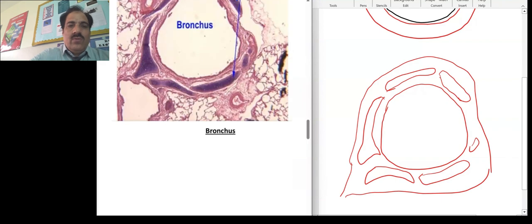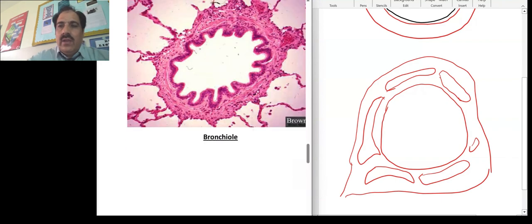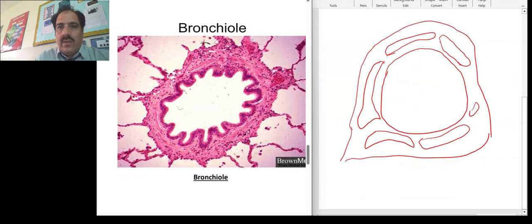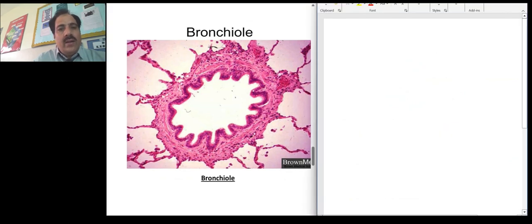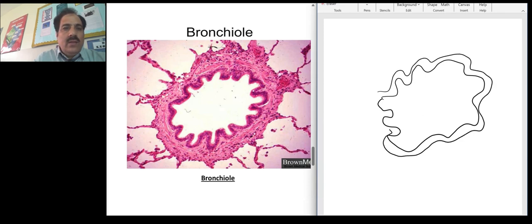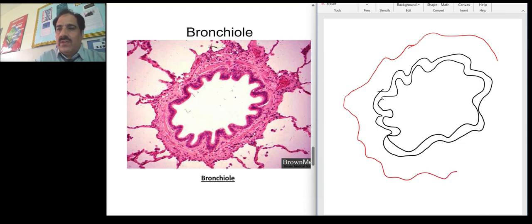Moving forward to bronchiole. So we have a TS of a bronchiole over here. We cannot see any cartilage in a bronchiole. So we can see its lumen is folded like this one in order to increase the surface area. There is a tissue surrounding it over here. And then we have another tissue on the outside of it. So this is the TS of a bronchiole.